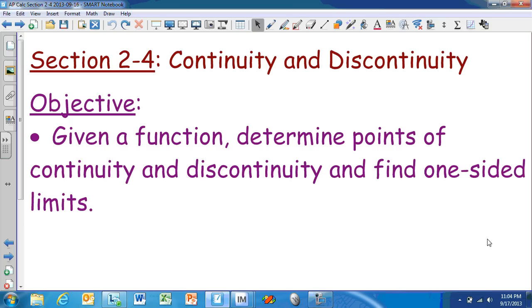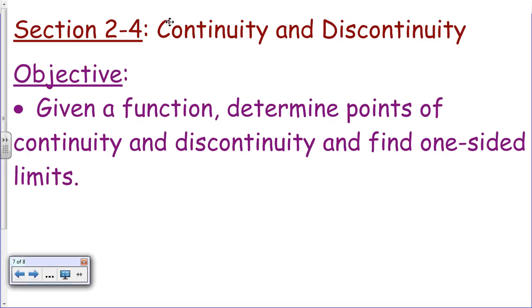Section 2-4, continuity and discontinuity. This is part 2 of section 2-4 for us. Let me remind you of the objective of this section. Given a function, determine points of continuity and discontinuity, and find one-sided limits. And in particular, we're going to look at one example here, example 2.